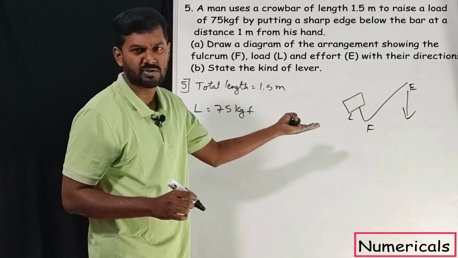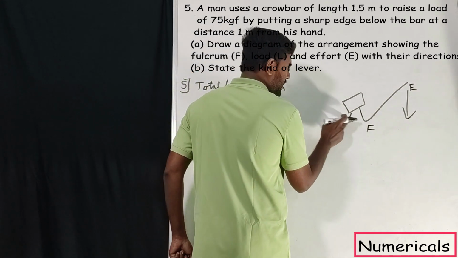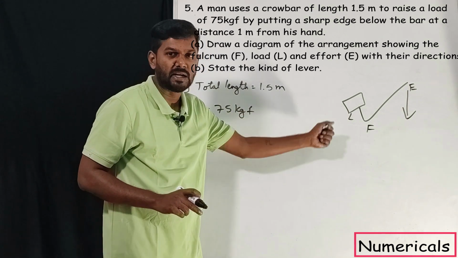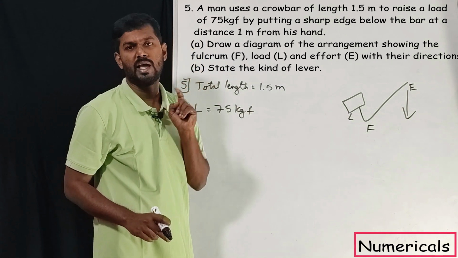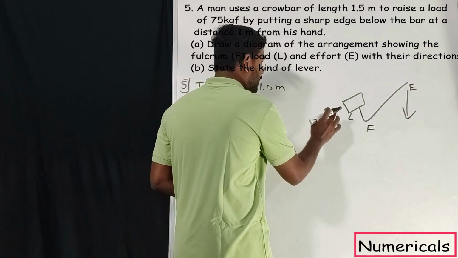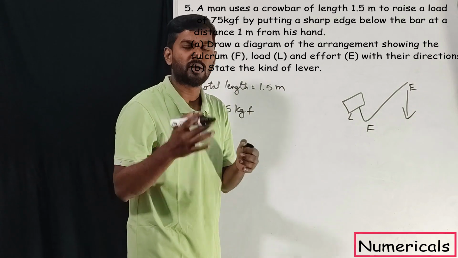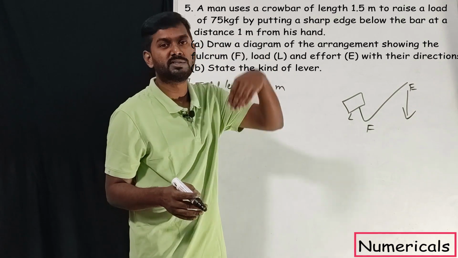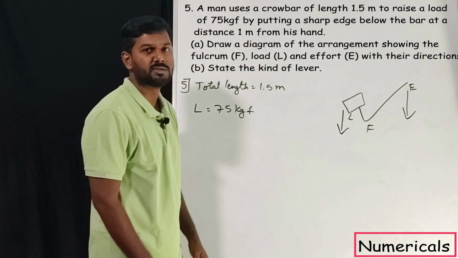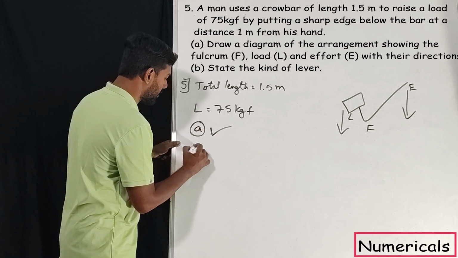This is what we have learnt in the first question, right? Okay, listen. Now the load is here, the fulcrum is here, the effort is here. If the fulcrum is at the center, which class lever is that? Class 1 lever. Now the effort is in the downward direction, and what do you mean by load? The weight of the object, correct? The weight of the object will always be towards the center of gravity, so the load direction will also be towards the center. So the diagram is done. That means A is done.